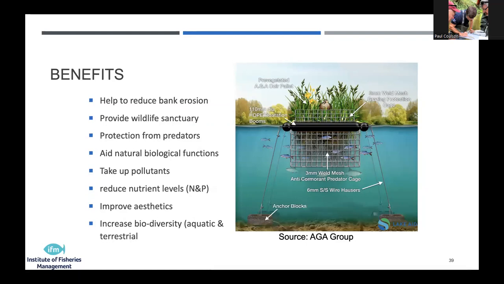This style with the cage helps with predation. The roots take up lots of nutrients. They're good for nutrient stripping. They take out the nitrates and phosphates, which can help to reduce algae blooms and things. And it adds a bit of aesthetic value as well. It brings something else to the fishery. So anglers and the wider ecology benefit from having them in there as well.